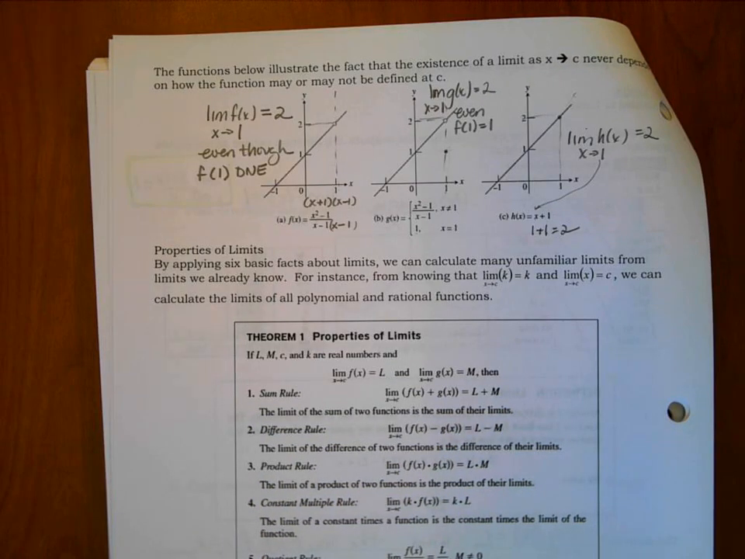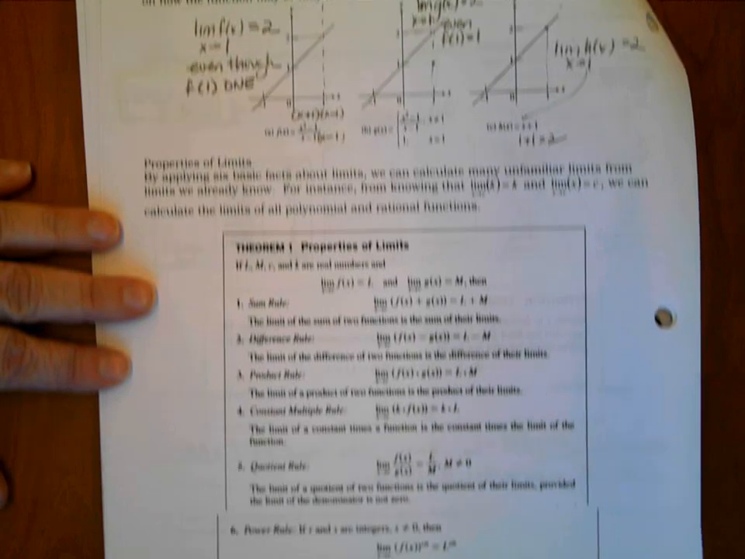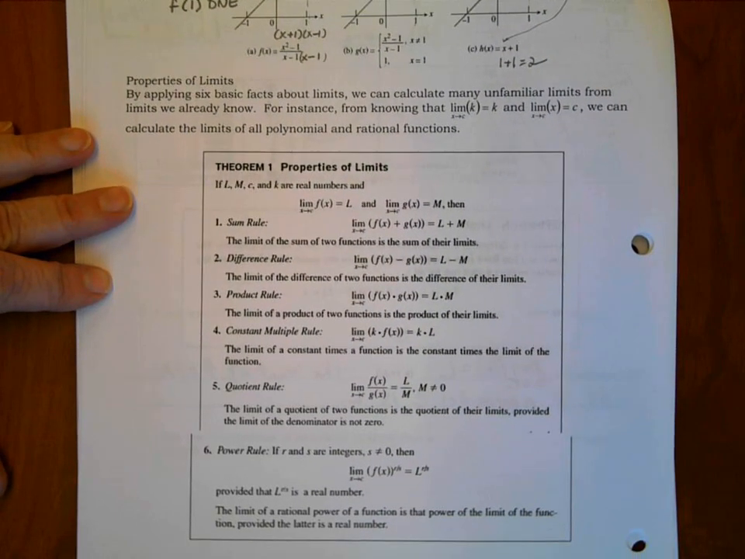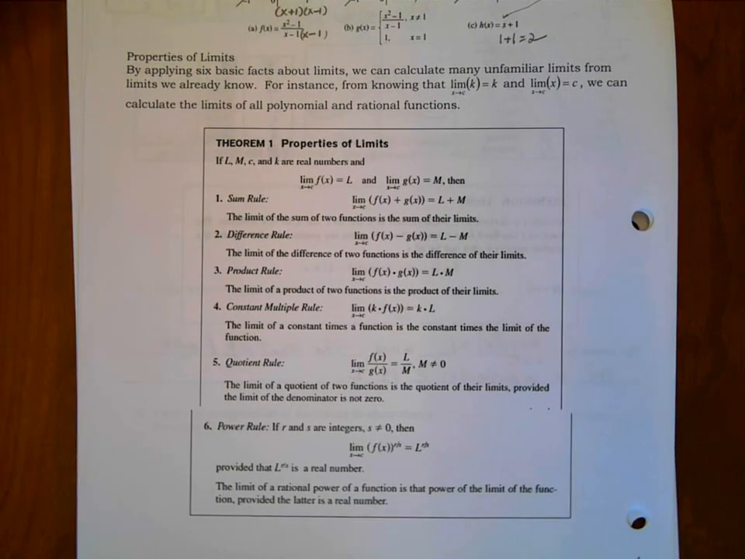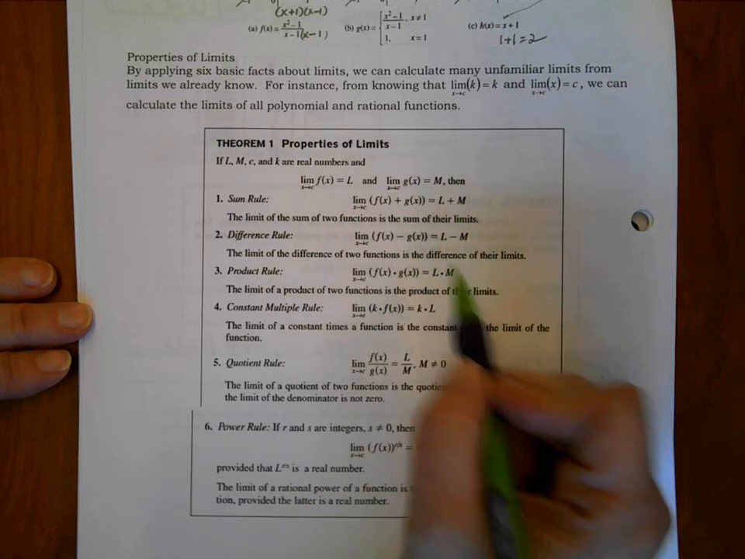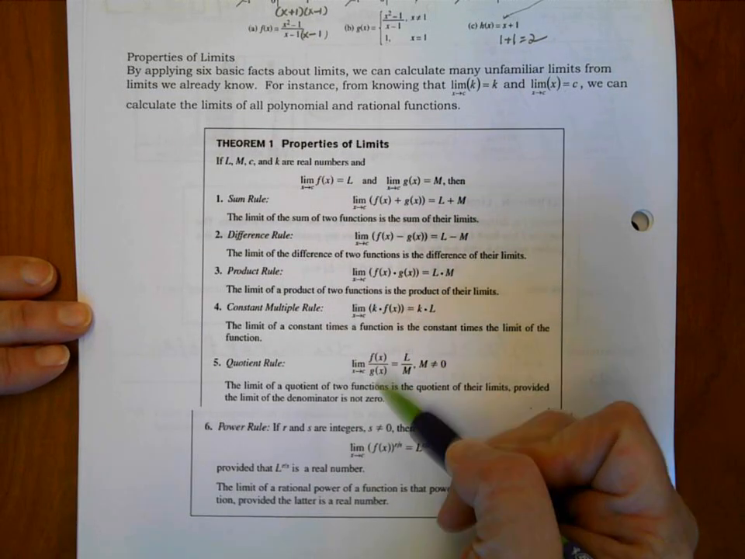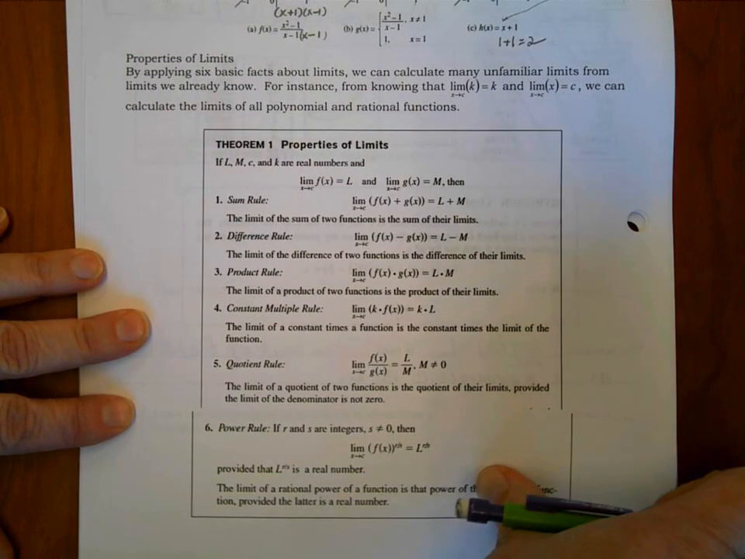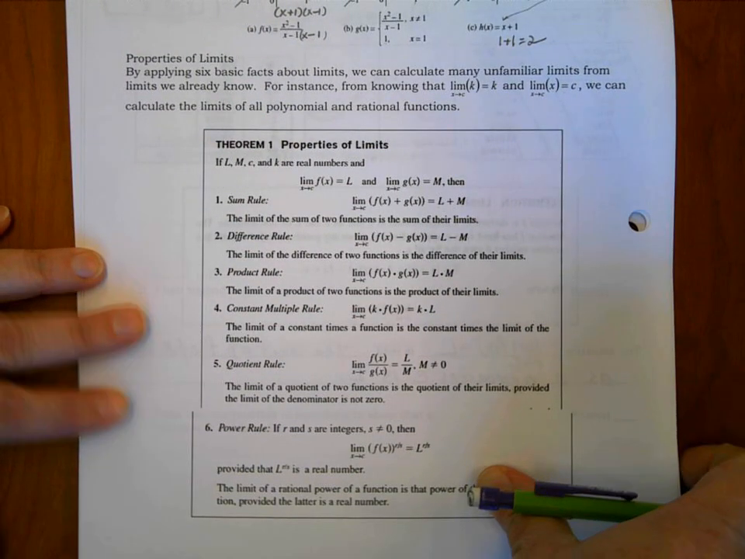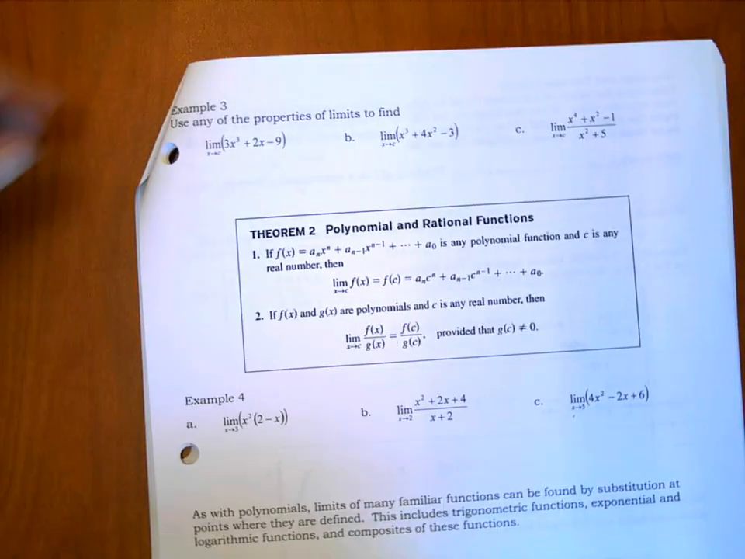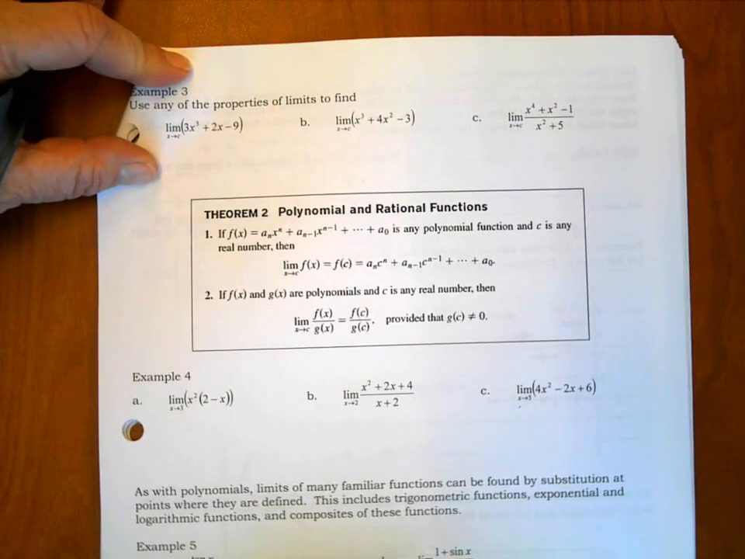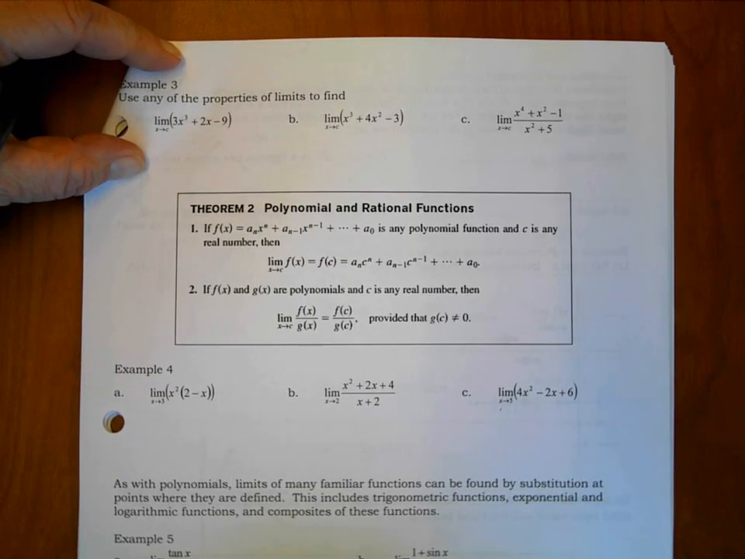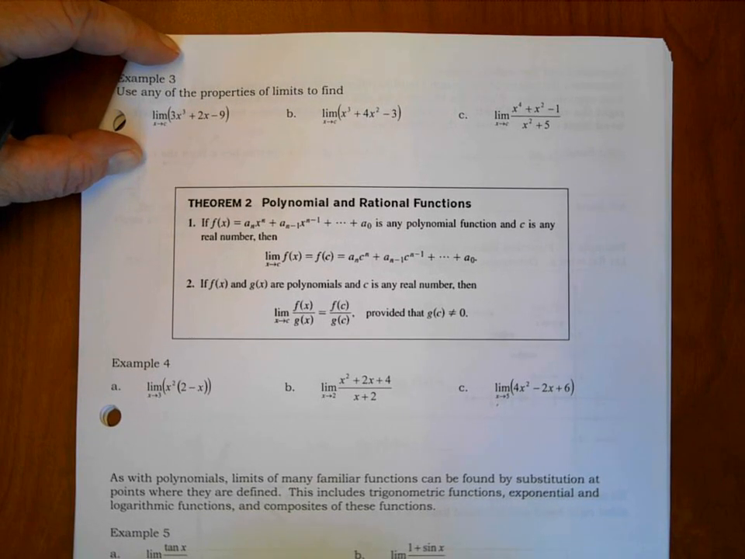All right, so then next up we have these properties of limits. These are the same properties of limits that we talked about back in chapter 3, that if I have the limit of two things being added, I can separate it into the sum of the two limits, or the difference, or the product, or a constant, or whatever the case may be. So those are the same properties that we saw back in chapter 3 and also last semester in chapter 12 when we did sequences and series. All right, so example 3 is asking us to use any properties of limits to find any of these.